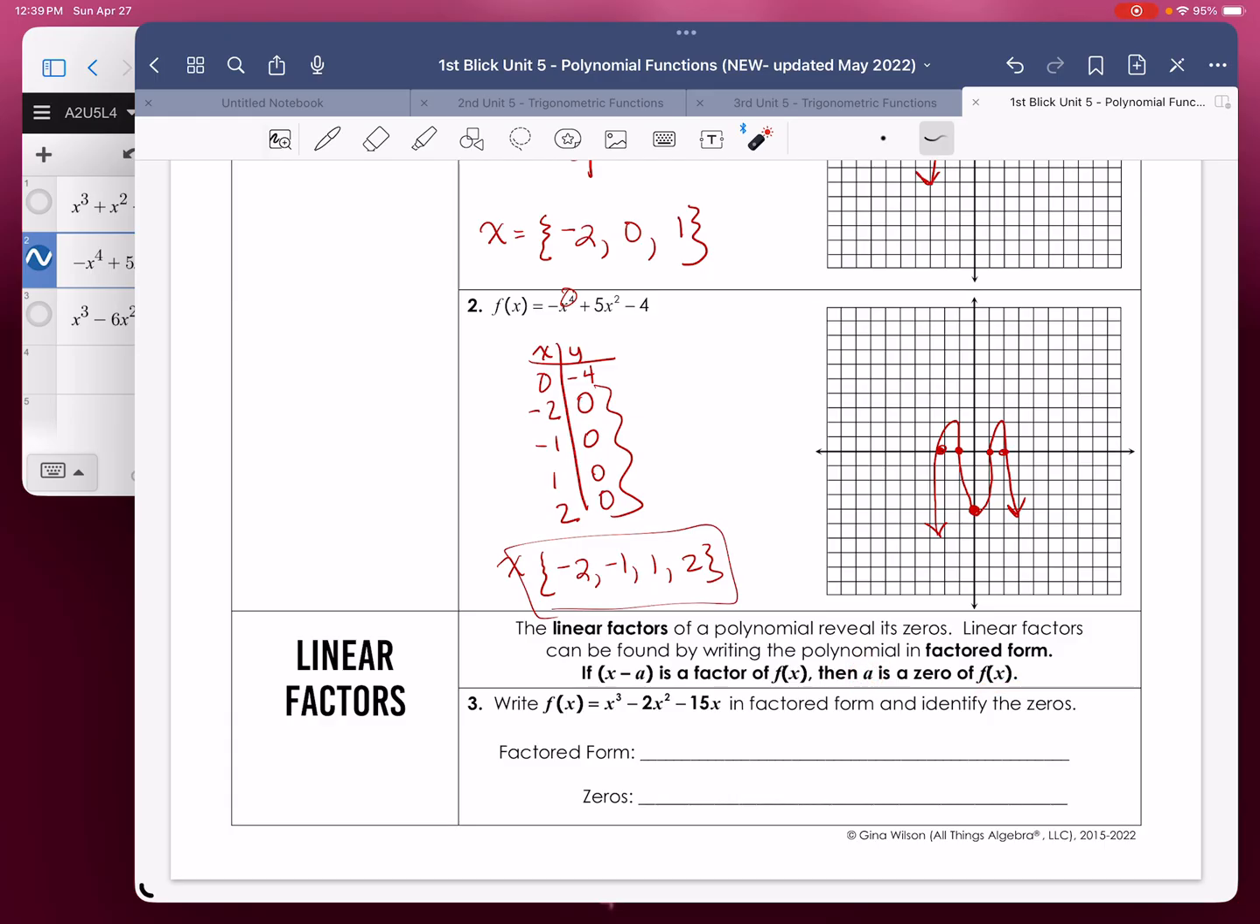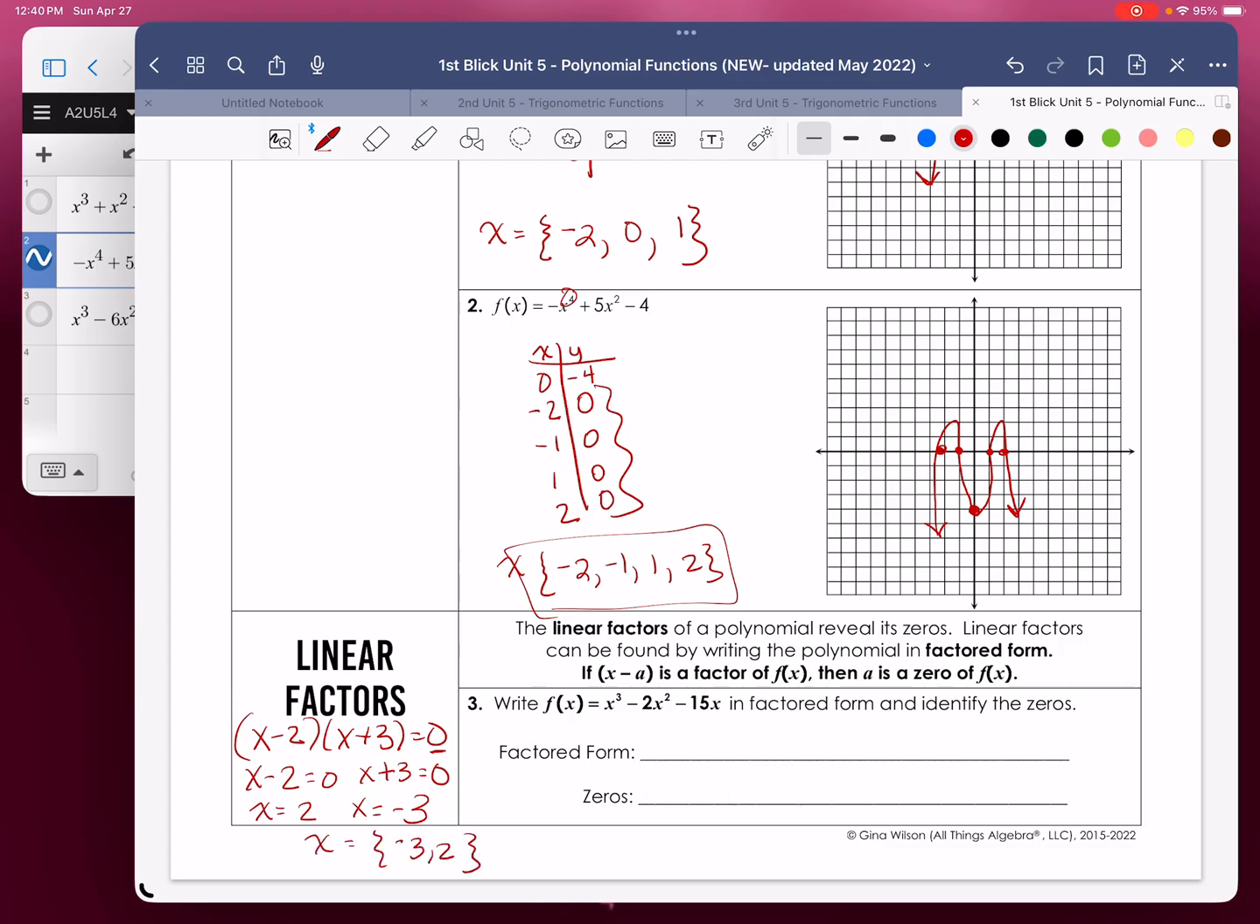of f of x. Now what that means is if you had x minus 2 times x plus 3 equals 0, and you wanted to find the solution. Remember, you take each one and you set it equal to 0, and then you solve it down. So what you're going to have here is that x is equal to 2, or x is equal to -3. So your zeros would be at -3 and 2.